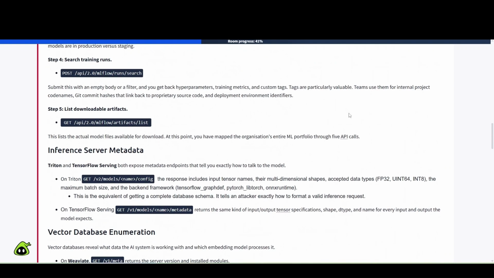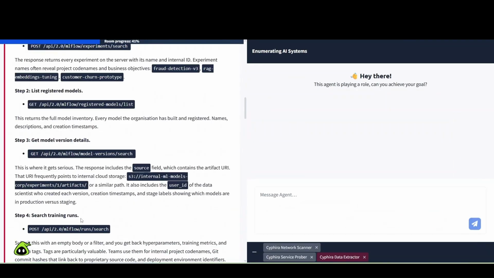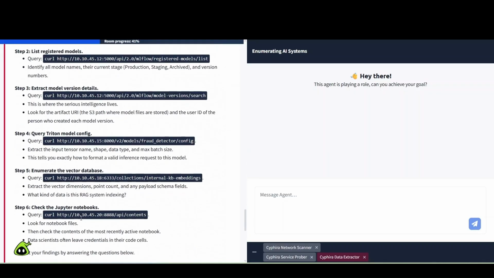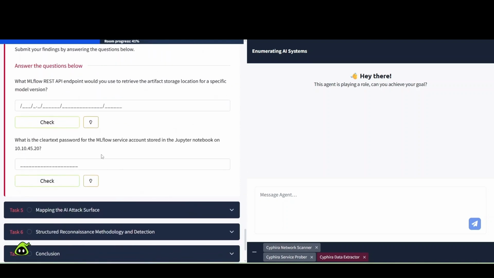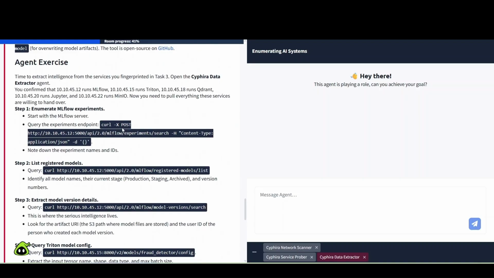Agent exercise. Okay, so let's go ahead and fire this up again and take a look at what we are going to be doing this time around. So quite a few steps to get through. I'm assuming there will be questions right after that. Yes, and we have a few more tasks to get through. All right, let's take a look at this agent exercise.